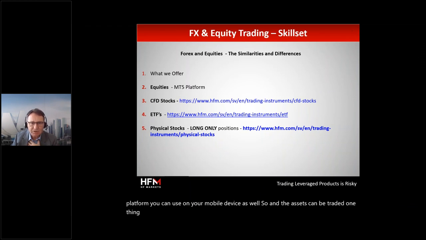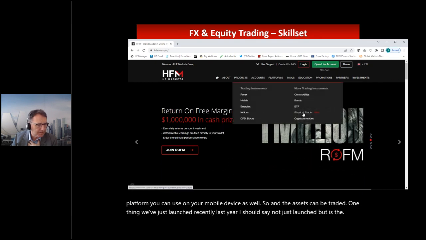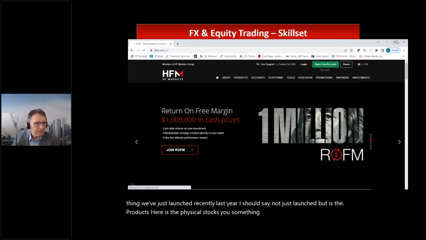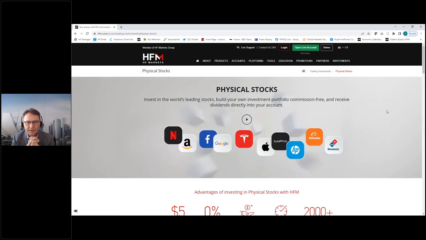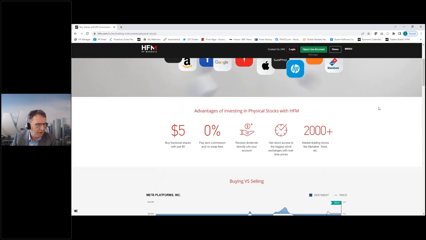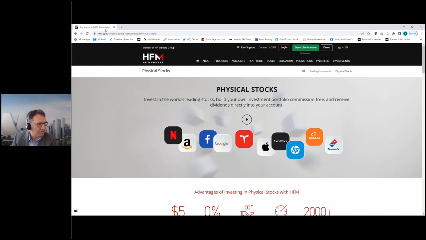One thing we launched last year is the physical stocks. You can invest in actual physical stocks, the big blue chips, in particular the big US blue chips, through our platform here. You get dividends to your account as the companies report their earnings. Lots and lots of stocks, and you can buy fractional shares as well. You don't have to buy the whole share in the particular company. So investments from $5 on the platform are available. So lots of things available.